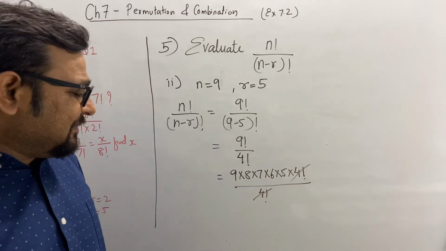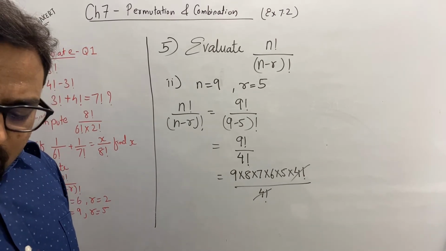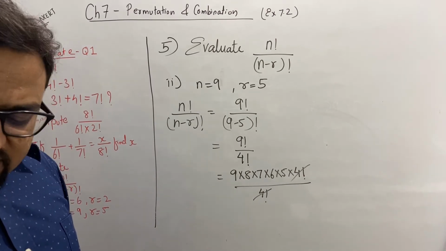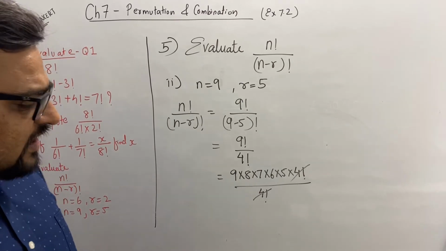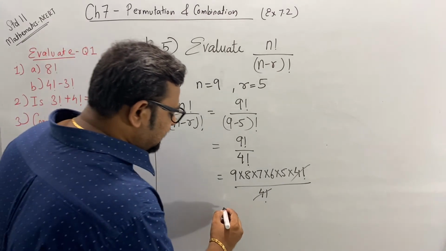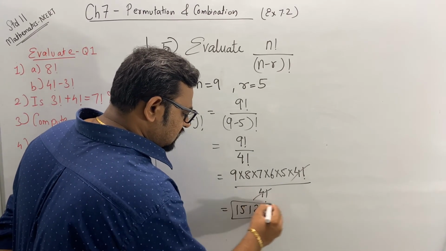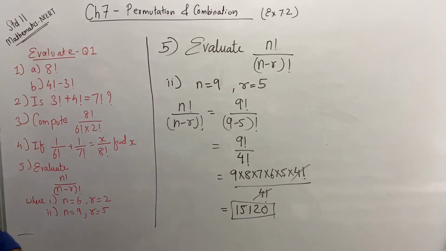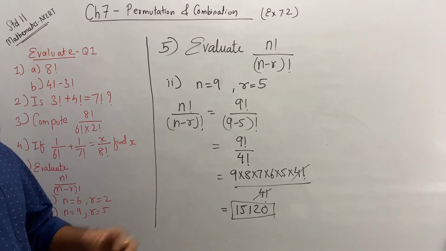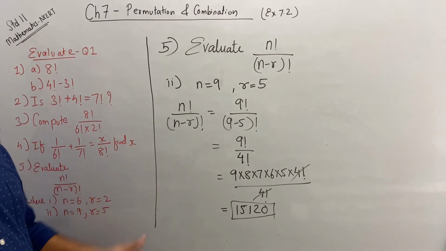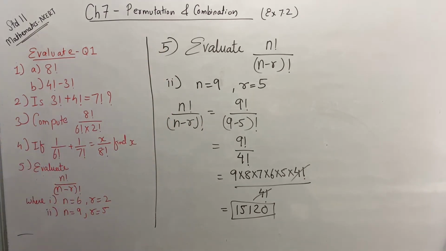So now let me calculate it. 9 multiplied by 8, multiplied by 7, multiplied by 6, means 6 by 5 is 30, multiplied by 30. So I got 15120. So my answer is 15,120. Clear? So it's very similar to that. So just note down the second sub question of question number 5.